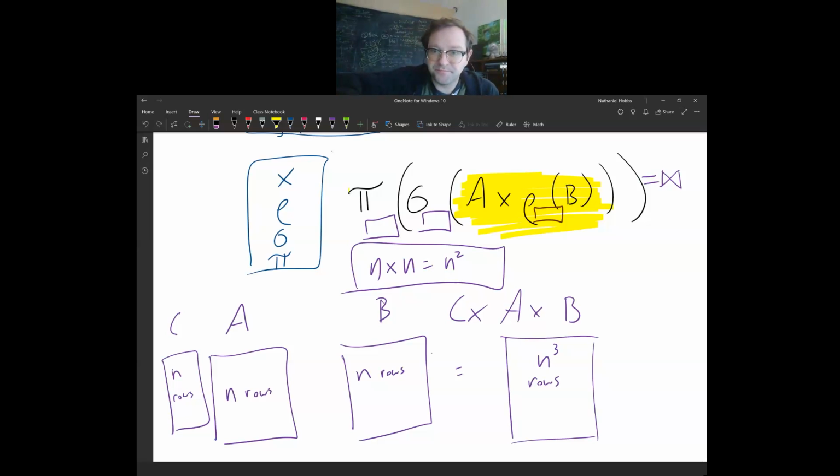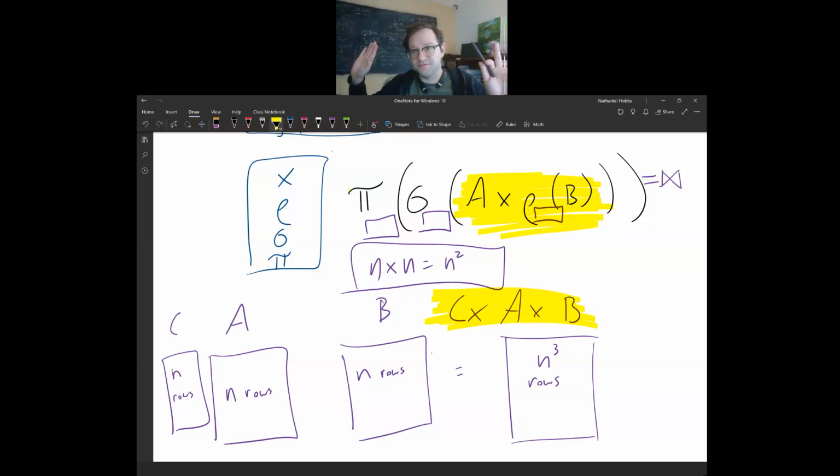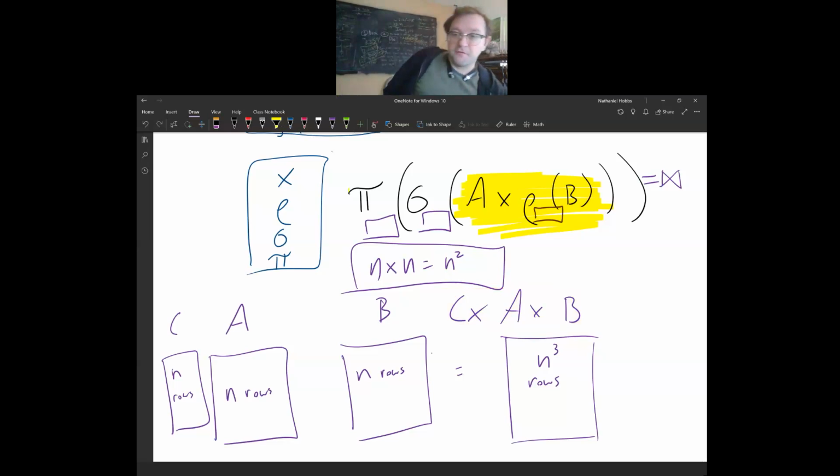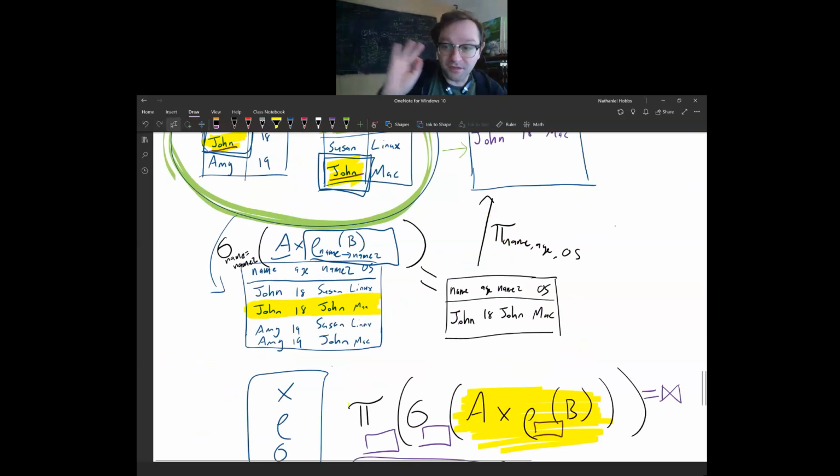And avoiding joining many things together. I know this is cross multiplication, but it would extend to joins as well. If you're trying to join many different relations together, that can quickly become a very expensive operation. So it's good to avoid if possible. It's not always possible. Okay. Are there any questions about this?